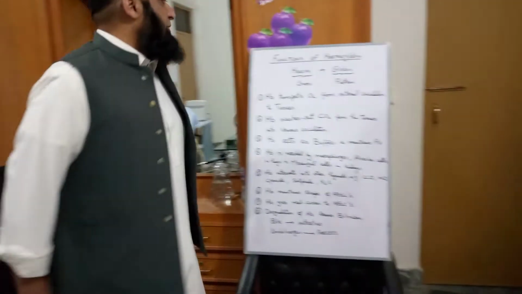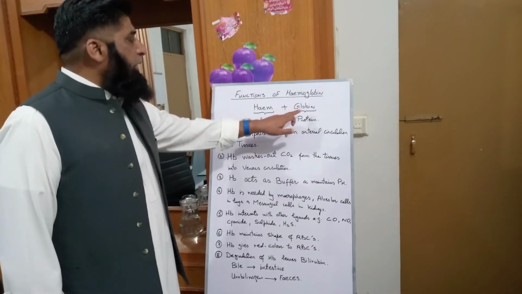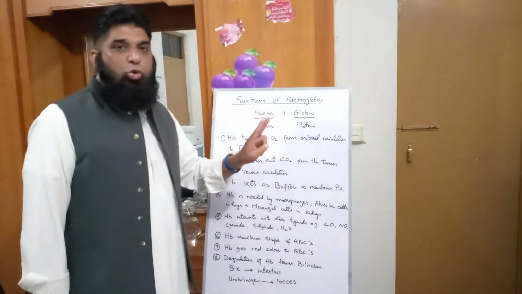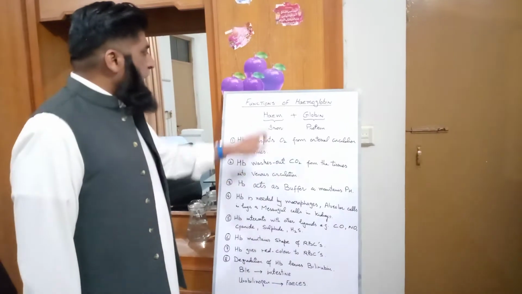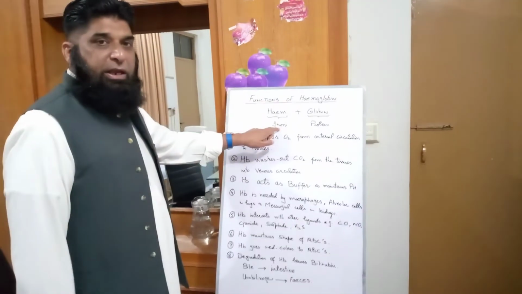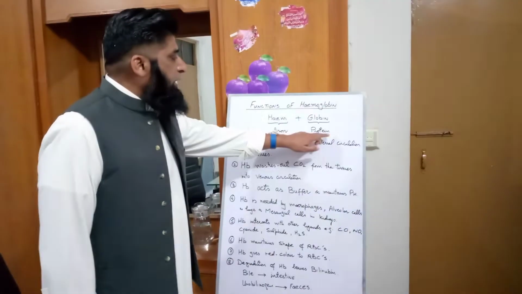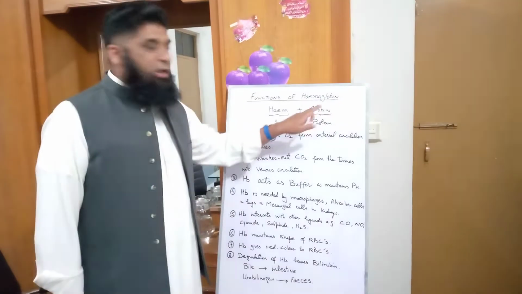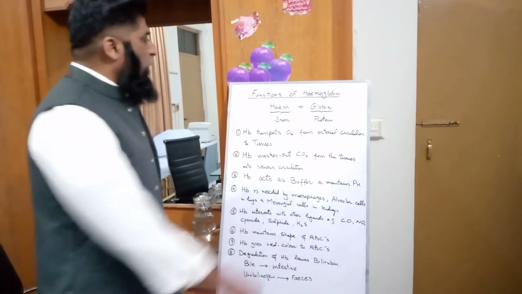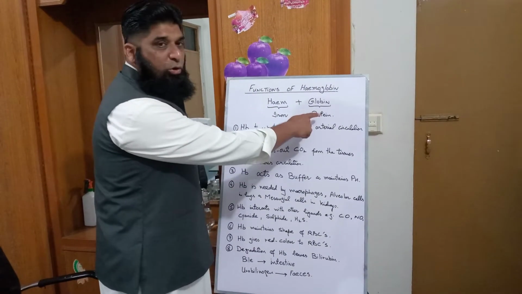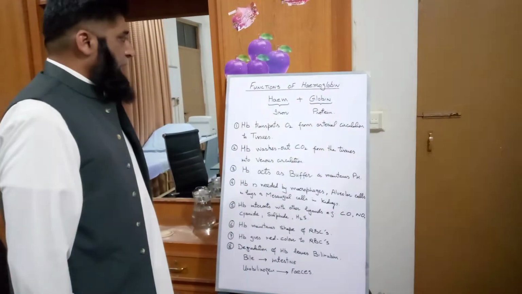Okay students, let's start. Hemoglobin is a combination of two matters, heme plus globin. Heme is iron, it's a metal, and globin is a protein. It's a globular protein. So hemoglobin is a combination of iron with globular proteins.